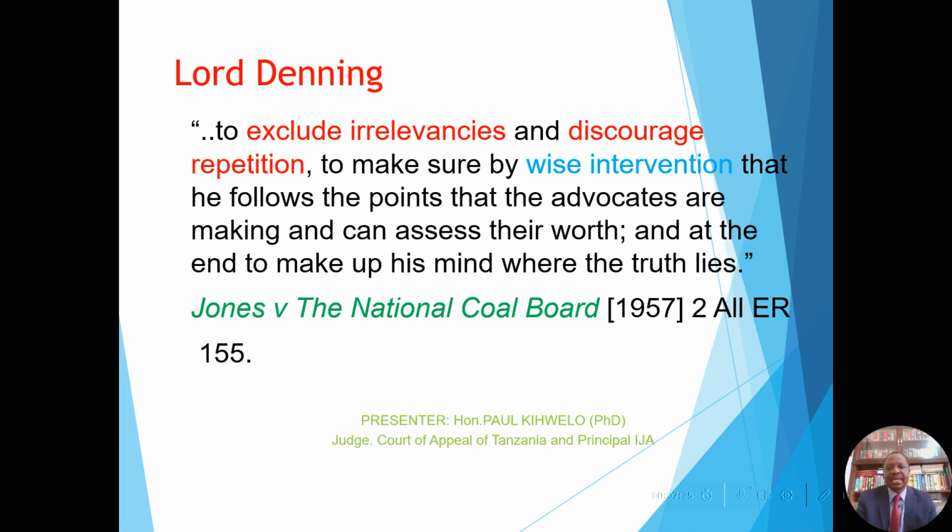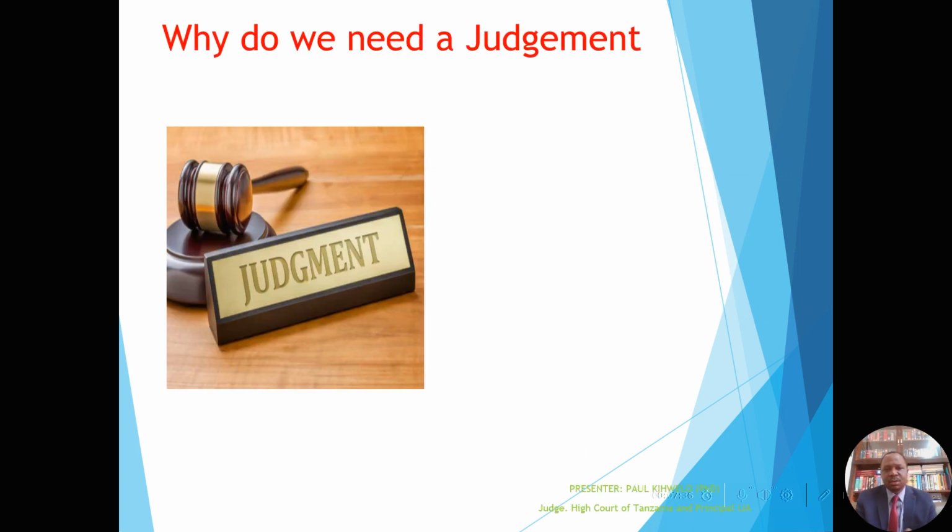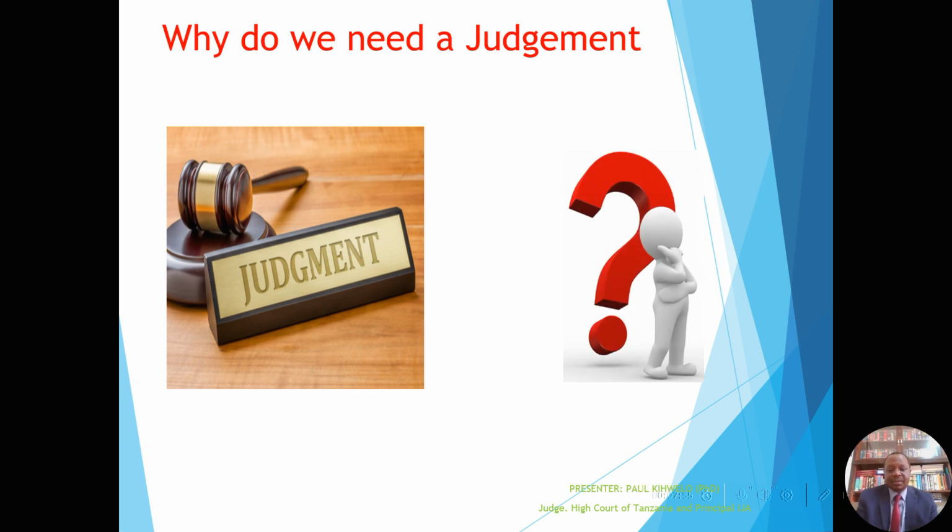But at the end of the day, a judicial officer or magistrate's role is to ensure that the truth is unveiled in the case, because we are trying to see among the parties who has the right. In the course of determining the truth, the judicial officer will be able to understand the essence of the case, and in the process write a judgment. So that is one of the things that Denning was explaining in that case.